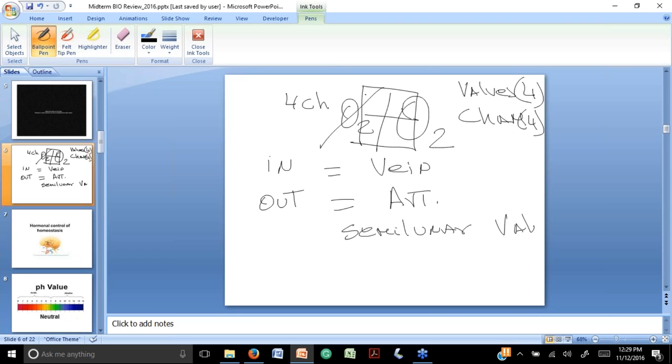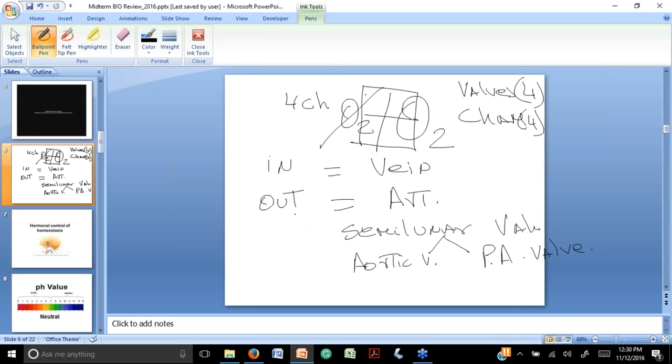Semilunar valves are going to be what? The aortic valve and the pulmonary artery valve. So all of these are semilunar valves. So what is the aortic valve? A semilunar valve. What is the pulmonary artery valve? A semilunar valve. So actually it's easy. It's not meant to make any confusion for anybody.